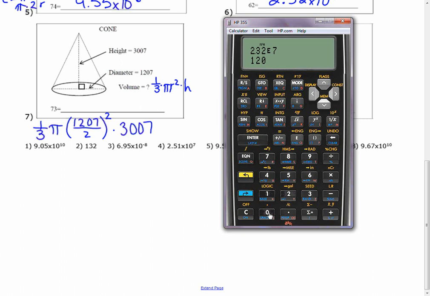So I actually would probably start with the diameter there. So I'll do 1207 enter, 2 divide. So now I have my radius and I want to square that. So blue x squared. I want to multiply that times pi. So I'll do yellow pi times. I want to multiply it by the height, 3007 times. And I need 1/3 of that. So you could type decimal 1, decimal 3 and multiply. Or we can just type 3 divide. They both end up with the same result, which is 1.15 times 10 to the 9th.